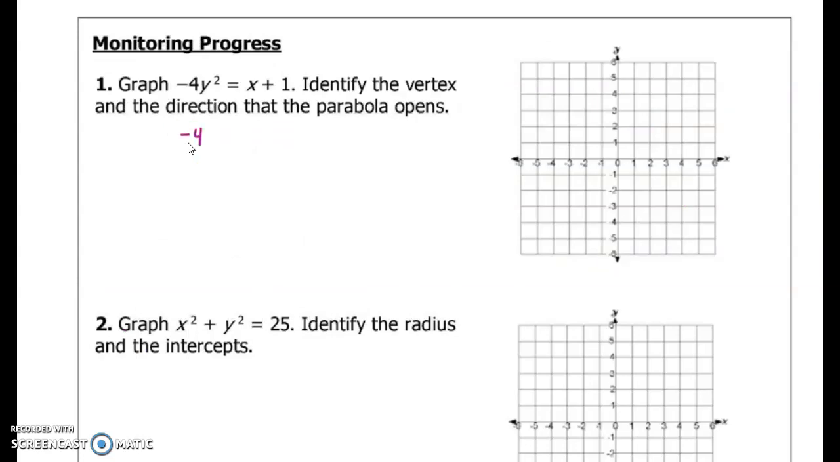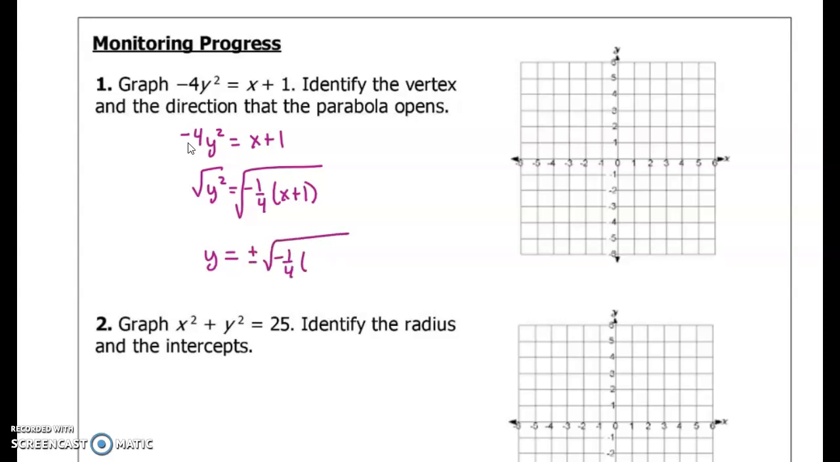Okay, I felt like number 1 on the monitoring progress was valuable to go ahead and get one more practice in. So to get y squared by itself, I could divide by negative 4. I could also multiply times negative 1/4, which in this case I'm going to do because I feel like it lets me see the transformations better. Then I'm going to square root, and so I'm going to get y equals plus or minus the square root of negative 1/4 times x plus 1.